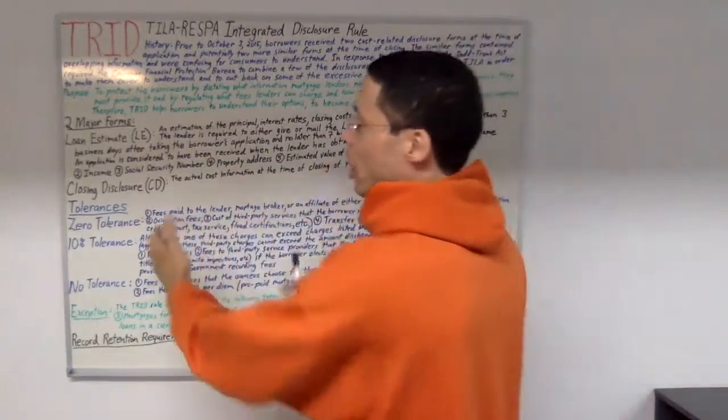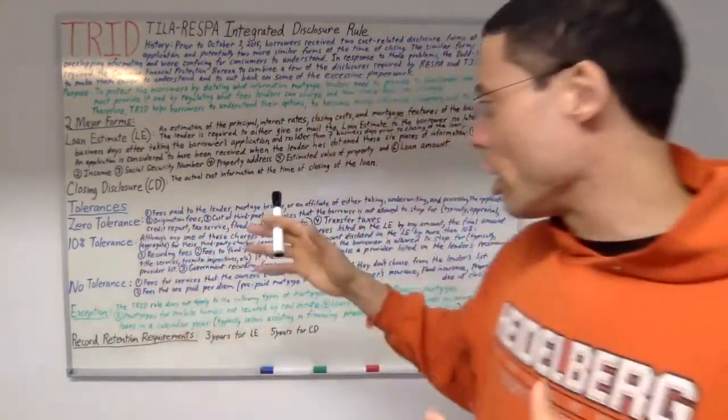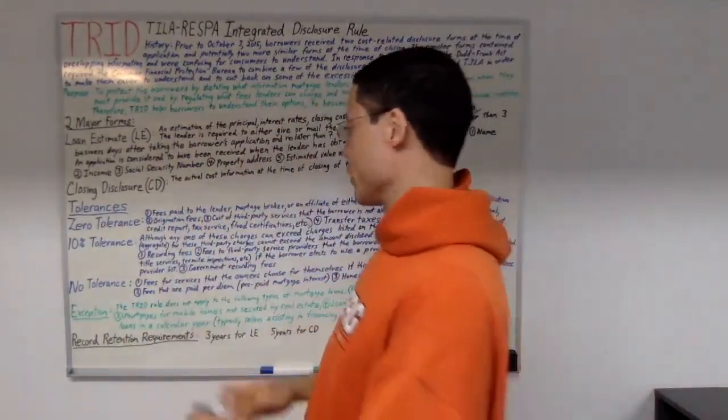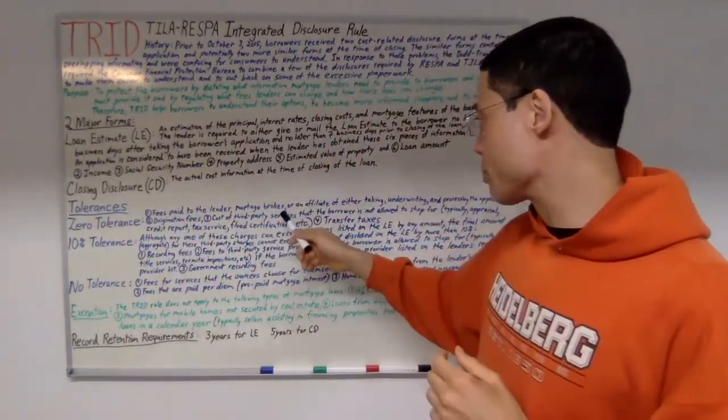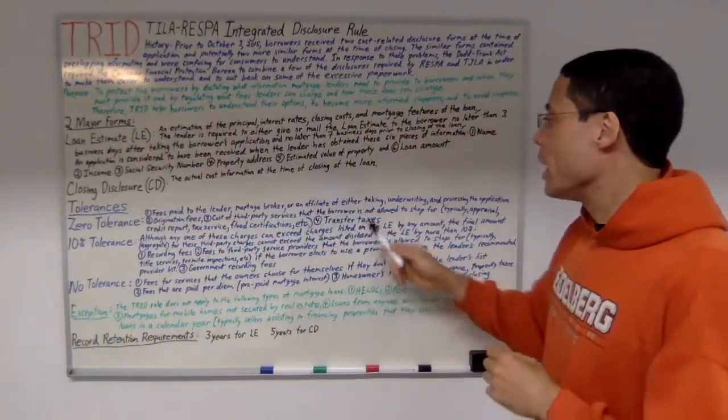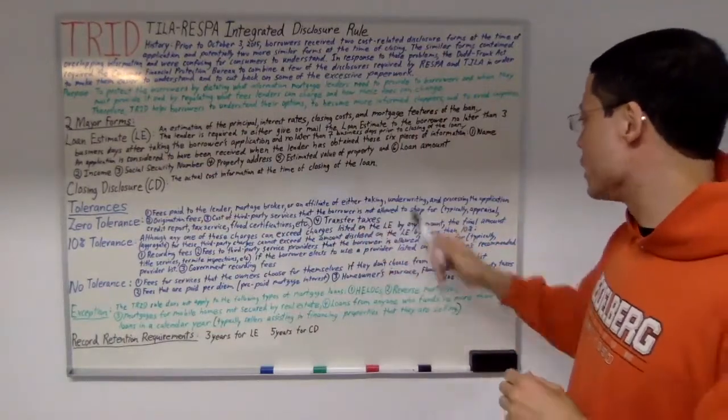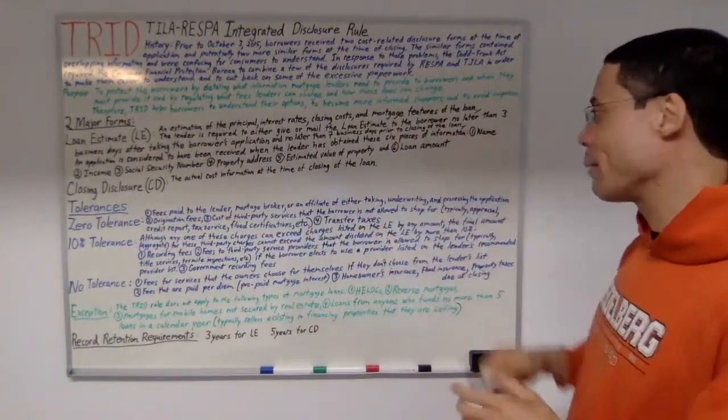So here are the fees that have a zero tolerance, right? Number 1, fees paid to the lender, mortgage broker, or an affiliate of either for taking, underwriting, and processing the application.